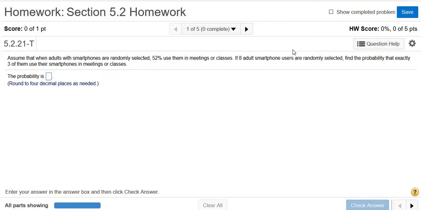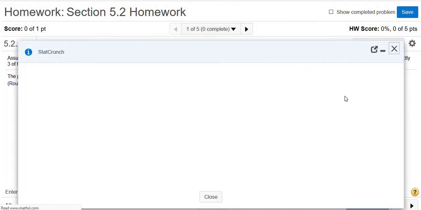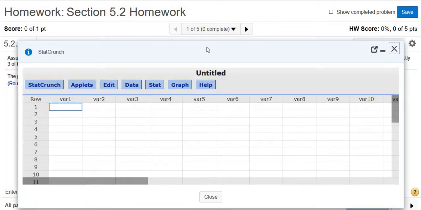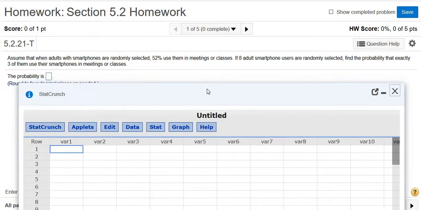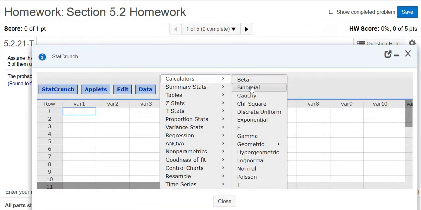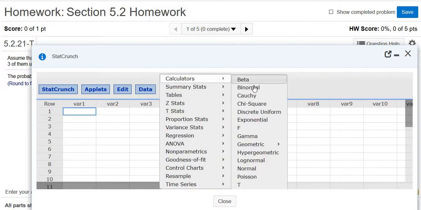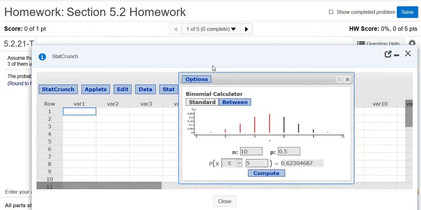So to do this problem, we have to use the binomial calculator in StatCrunch. So you click here where it says question help, and you go to StatCrunch. It's loading. And then we want to go to Stat, Calculators, Binomial. Again, it's Stat, Calculators, Binomial. You left click here, okay?